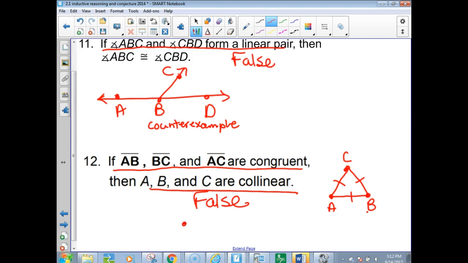I mean, how could you do that? If they were collinear, they're saying this. A to B is equal to B to C, and A to C is equal to that. No, it's twice. You can't do it. Can't make that. It's impossible.